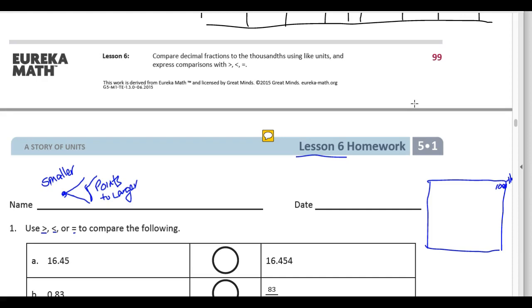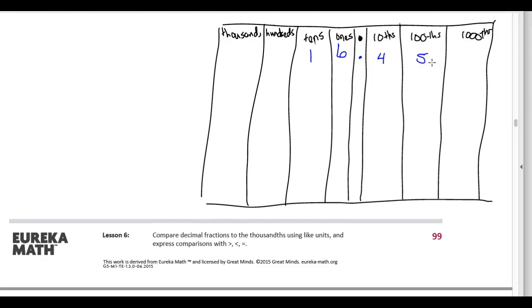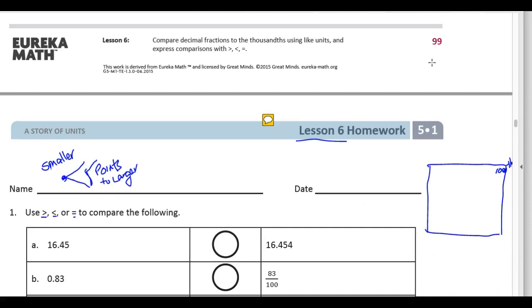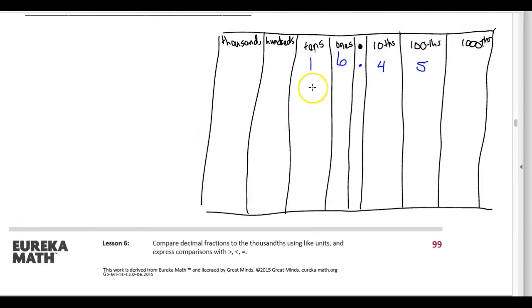We've got 16.45. So we know that the 6 is in the ones place, the 1 is in the tens place, and then we had a decimal, and then 45 hundredths. And then the other one had the same numbers except that over here you can see that it ends in a 4 in the thousandths place. So we can make them so that we can compare them to each other. 1, 6, 4, 5, and then there's a 4 over here. So what's over here? Nothing in this case.